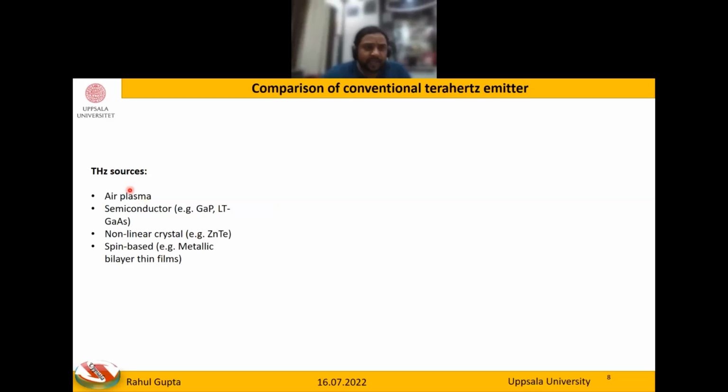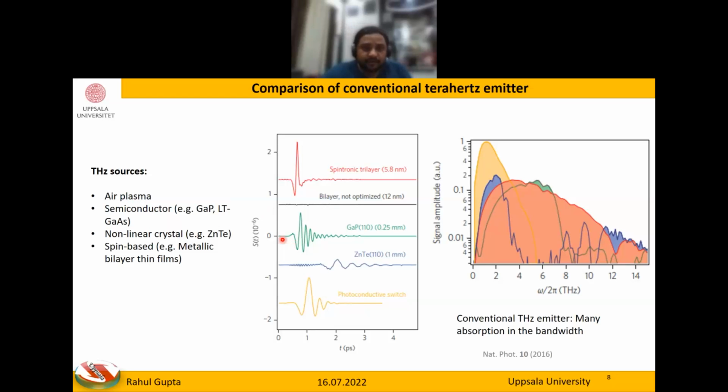So there are some different types of terahertz sources, which are based on air plasma, semiconductors, nonlinear crystals, and spin-based terahertz sources. If you see this graph, it shows electric field amplitude as a function of time. One can see that the amplitude of the electric field for the spintronic terahertz emitter is much larger than for the other conventional terahertz emitters.